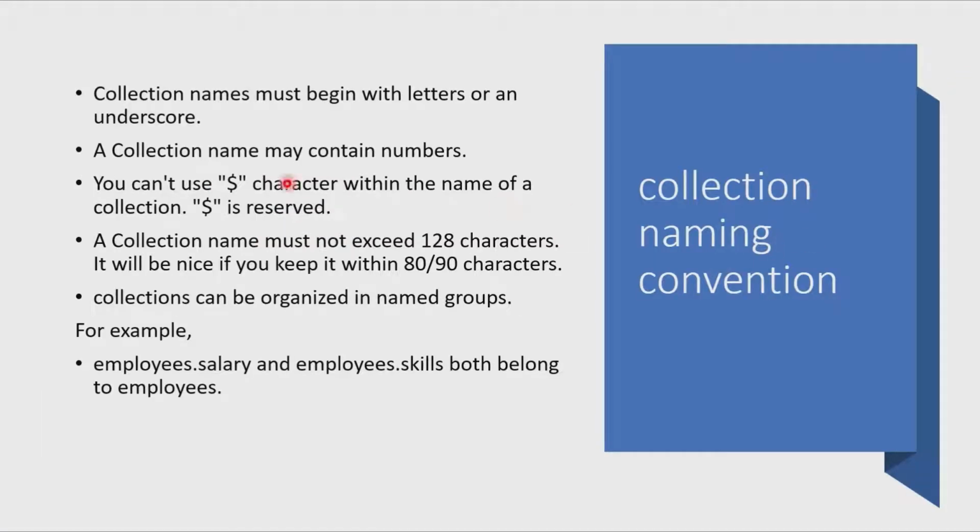This is a naming convention which you have to follow: the collection name will always begin with a letter or an underscore, and the collection name can have numbers as well, but you cannot use the dollar sign, which is a reserved character in MongoDB. The name of a collection cannot be more than 128 characters, so the recommended length is 80 to 90 characters. You can also have collections organized in a group. Let's say you create a collection employees, then further down you can create employees.salary or employees.skill. In this case both belong to the employees collection.